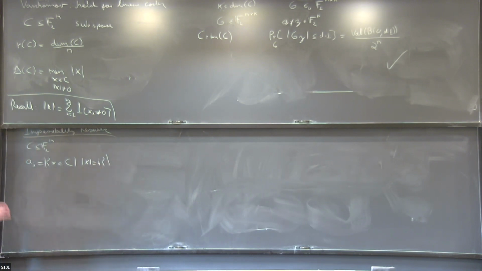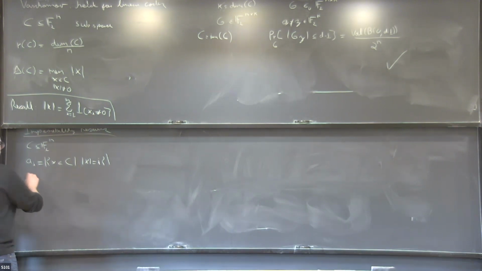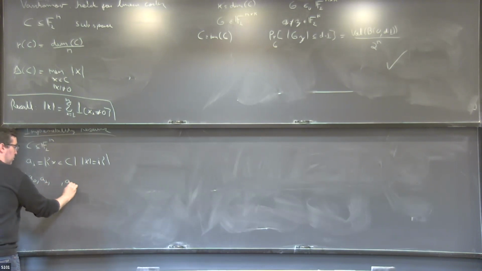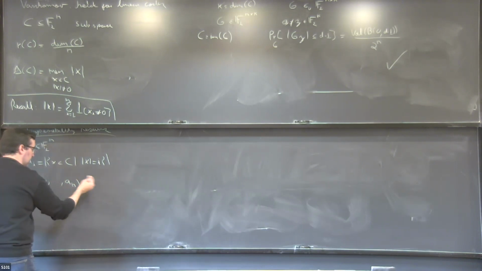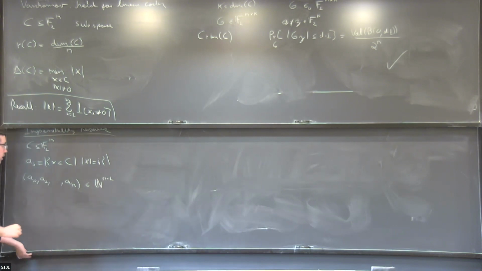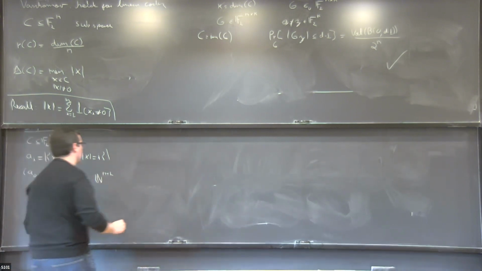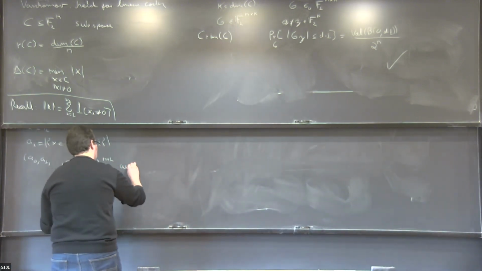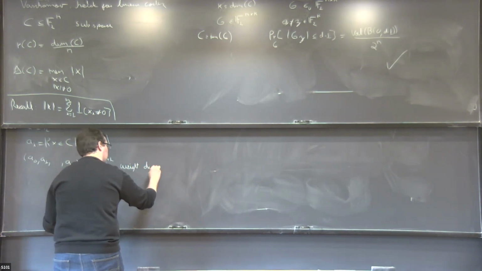Very good. And with this, we can form a vector, A_0, A_1, etc., all the way to A_n. This is going to be a tuple with n plus 1 entries. And this is called the weight distribution of the code.